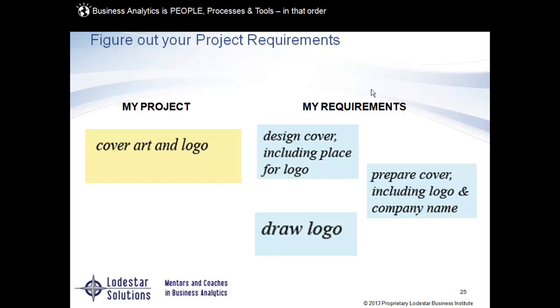So in order to do that, I've got to do some things. At first, I have to draw a logo. I don't have a logo, but I'm pretty creative and I'm pretty fast, so that shouldn't be a big deal. Then I need to design a cover and I need to figure out where the logo goes on the cover. Then I need to prepare the cover, and not only do I need a logo, I need my company name. And I could make this much more complex, but these are the first 3 major things that I need to do.